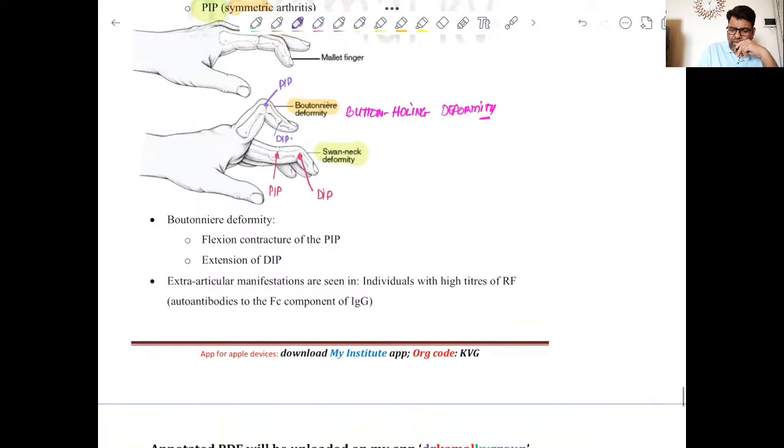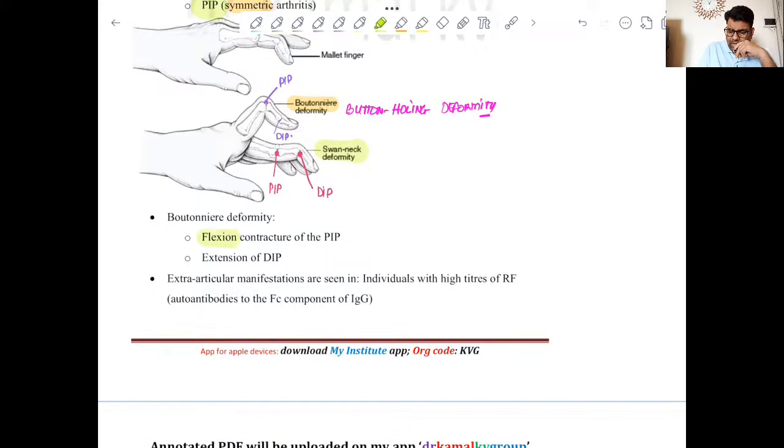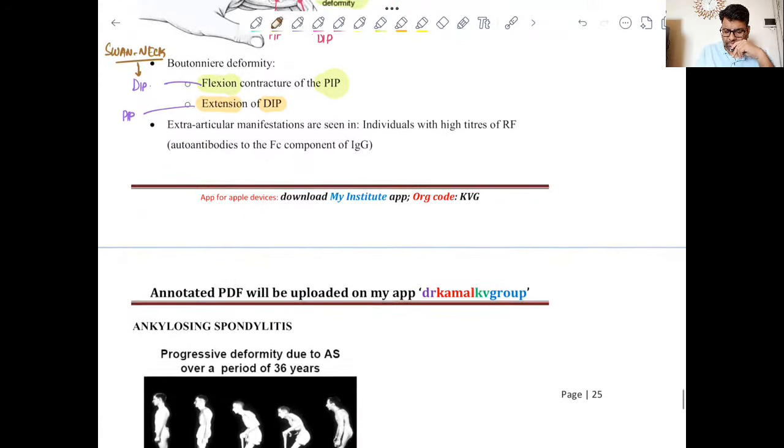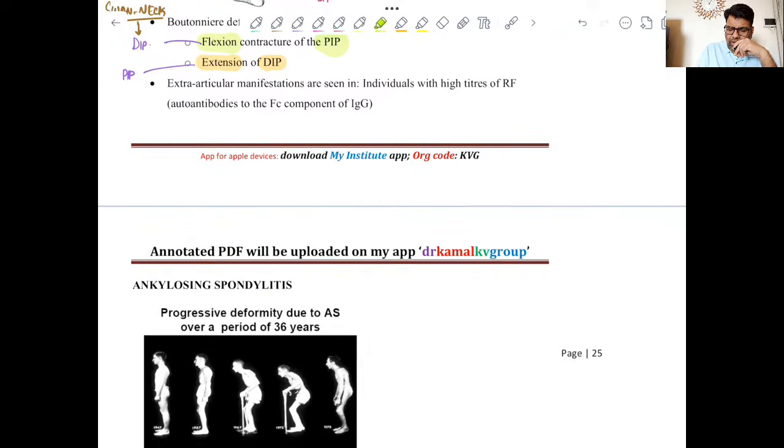Clear? So in boutonniere deformity there is flexion at PIP and there is extension at DIP. In swan neck this will reverse. So flexion at DIP and extension at PIP, and this is the swan neck deformity. So opposite postures at the IP joints. Now extra articular manifestations are more if a person is positive for rheumatoid factor.